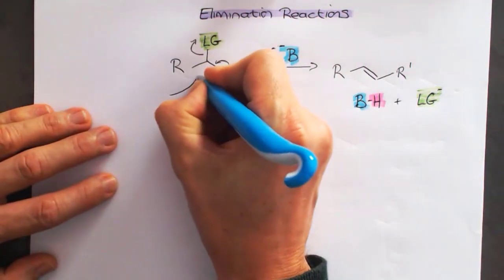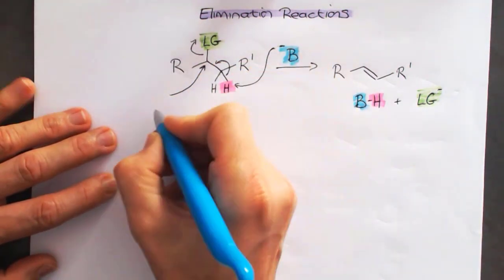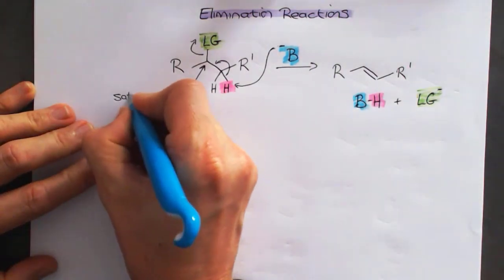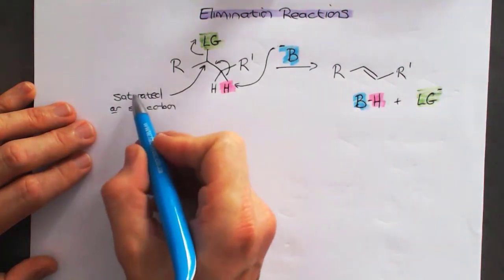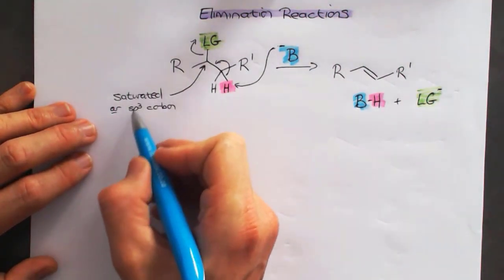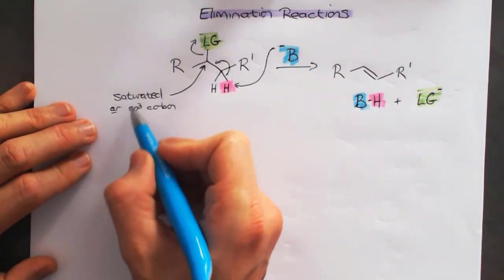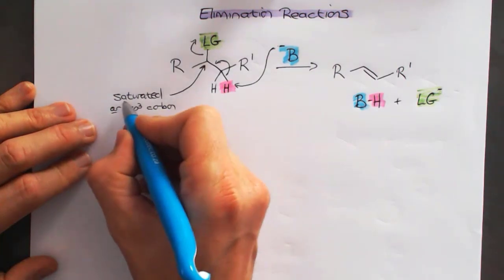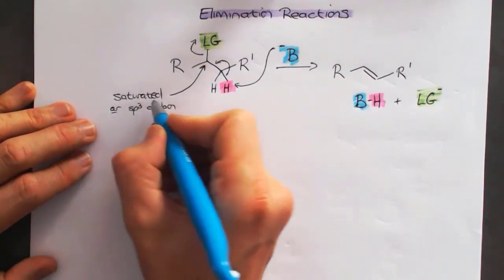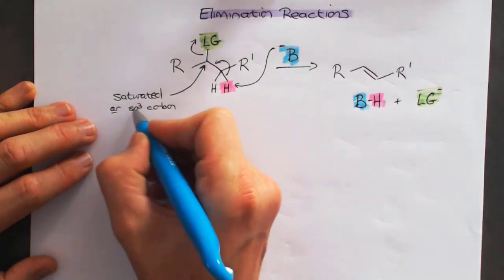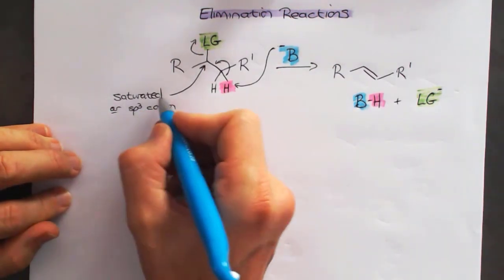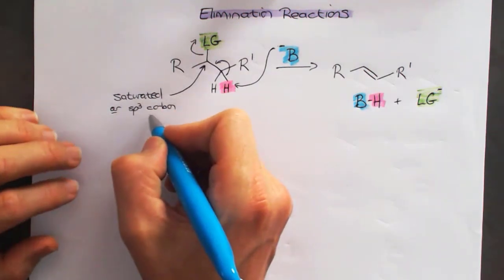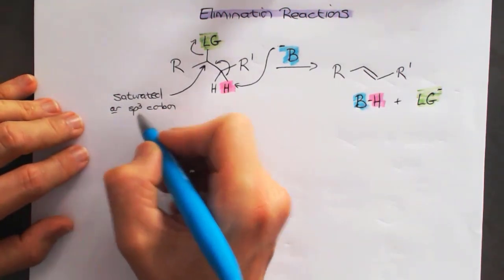The first feature is, much like substitution reactions, the carbon atom here needs to be a saturated or sp3 hybridized carbon. Remember that these two words are effectively synonymous. They are identical. This is a bit of tautology because a saturated carbon has no double bonds in it, and an sp3 carbon has no pi bonds in it. So we could use either thing. We can call it a saturated carbon or an sp3 carbon. It's not that these are two different things.